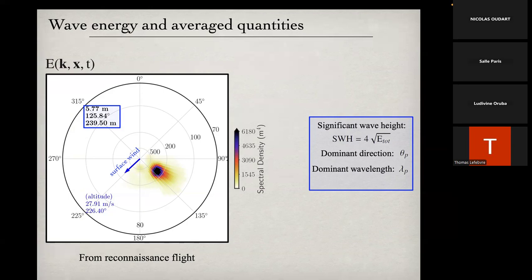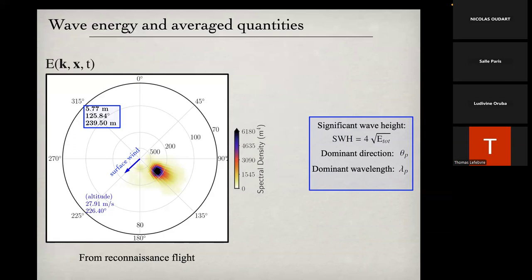And actually in the community, the quantity which is used is not E dot, but what we call the significant wave height. It corresponds to 4 times the square root of E dot. And this is the quantity which is used because it is in meters and it globally corresponds to the visual impression of the sea state.